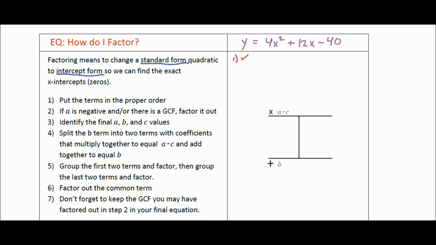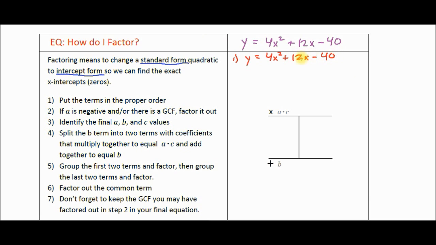So actually, you know what, let's just rewrite the equation so we know it's in proper order. In fact, I probably should have written the equation out of order, but if you guys are listening to the audio, you will understand what this step is doing. And in this case, we don't have to do anything for this step.